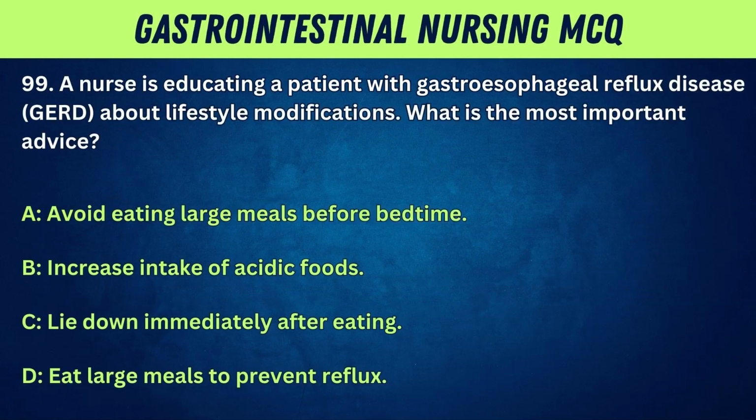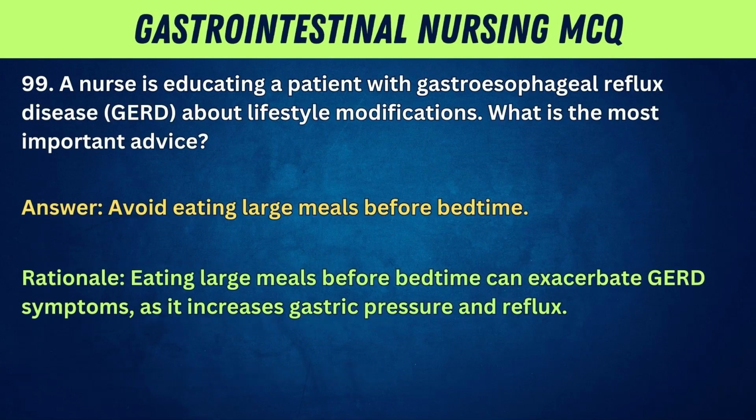99. A nurse is educating a patient with gastroesophageal reflux disease, GERD, about lifestyle modifications. What is the most important advice? A. Avoid eating large meals before bedtime. B. Increase intake of acidic foods. C. Lie down immediately after eating. D. Eat large meals to prevent reflux. Answer. Avoid eating large meals before bedtime.